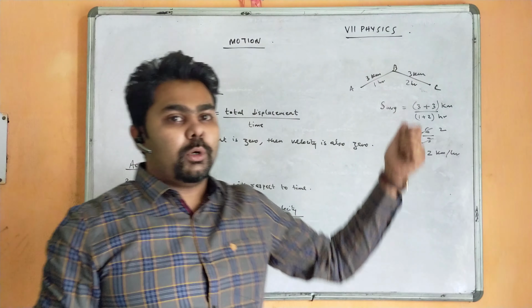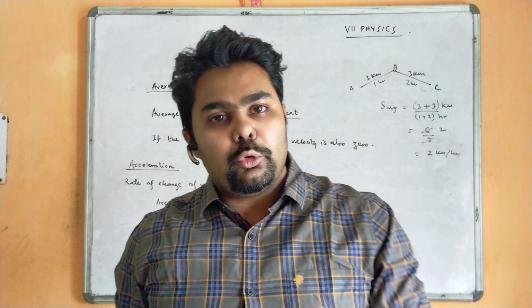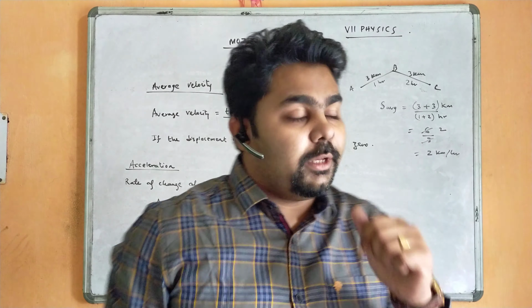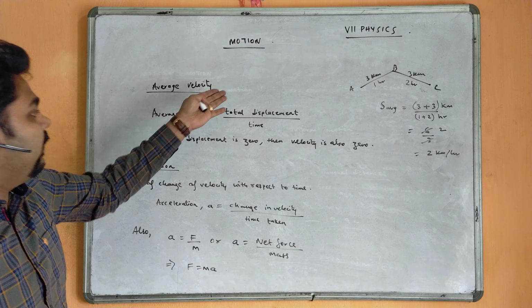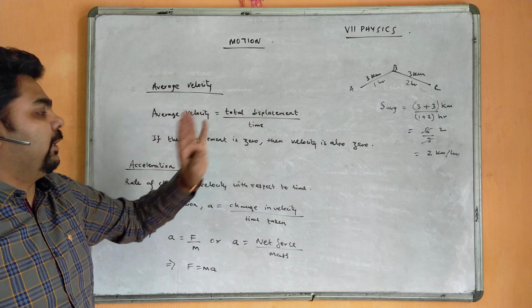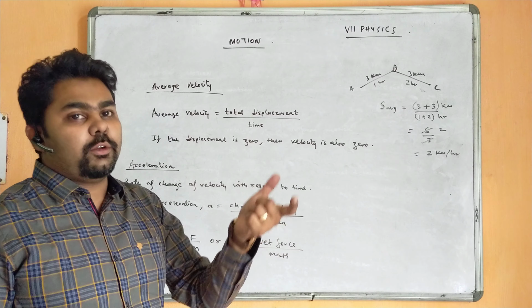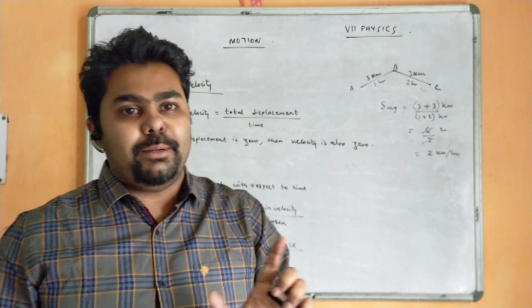That means in that case what we have done, total distance by total time taken, that was average speed. But here we will find what is average velocity, that is total displacement by time taken. Total displacement, or you can say total displacement of an object by total time taken.